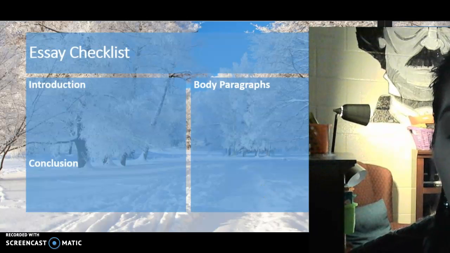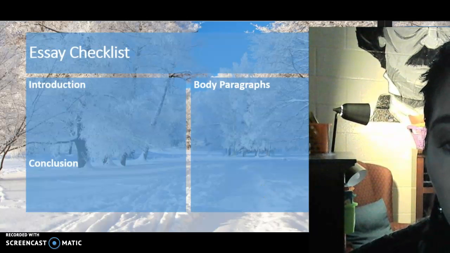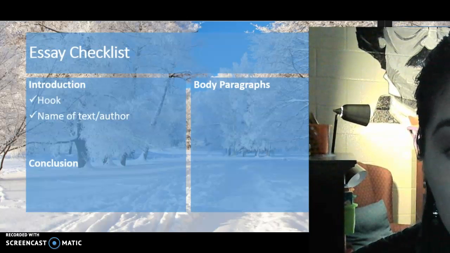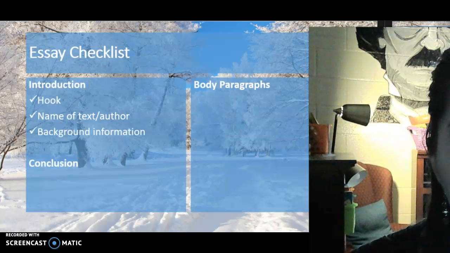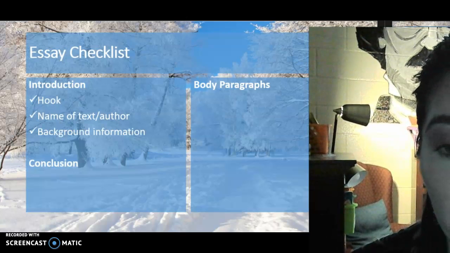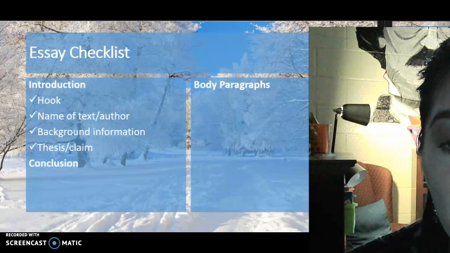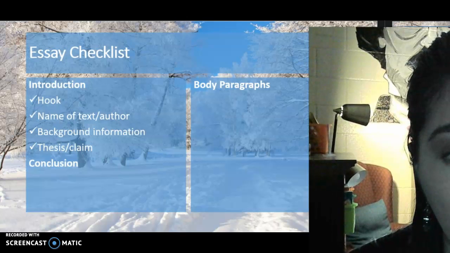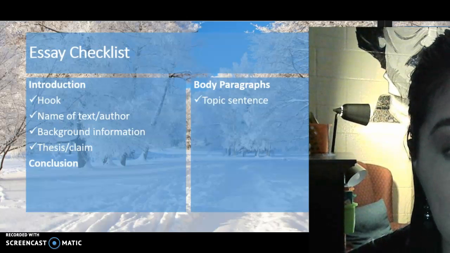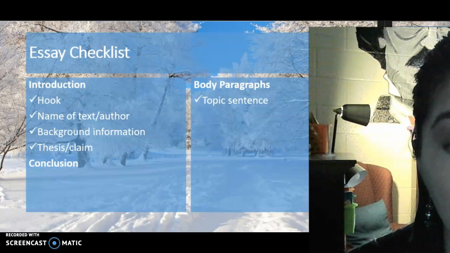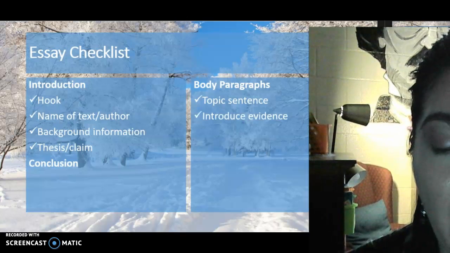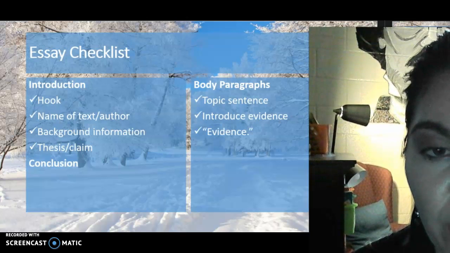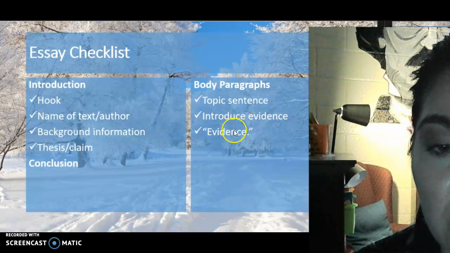Let's review. First, your introduction should include your hook. Then it should include the name of the text and the author. Then it should include some brief background information. And finally, it should end with your thesis statement and your claim. Your body paragraphs should start with a topic sentence. After a topic sentence, you need to introduce your evidence. After you introduce your evidence, then you need to actually have your direct quote or evidence. Make sure that you have quotation marks around it.